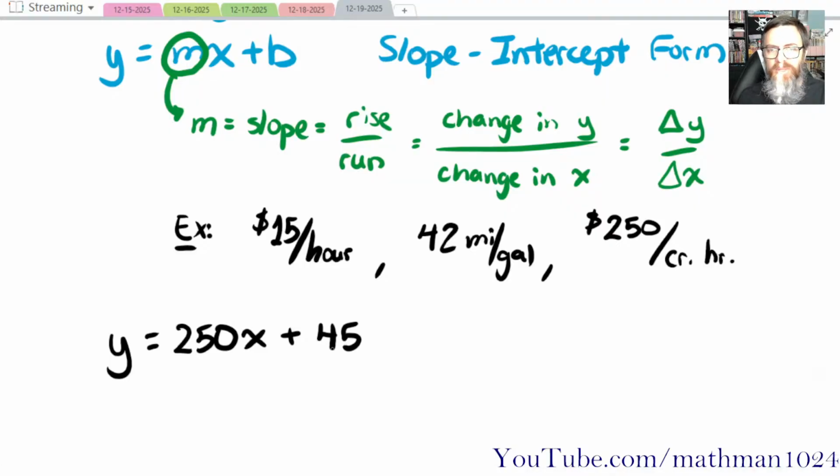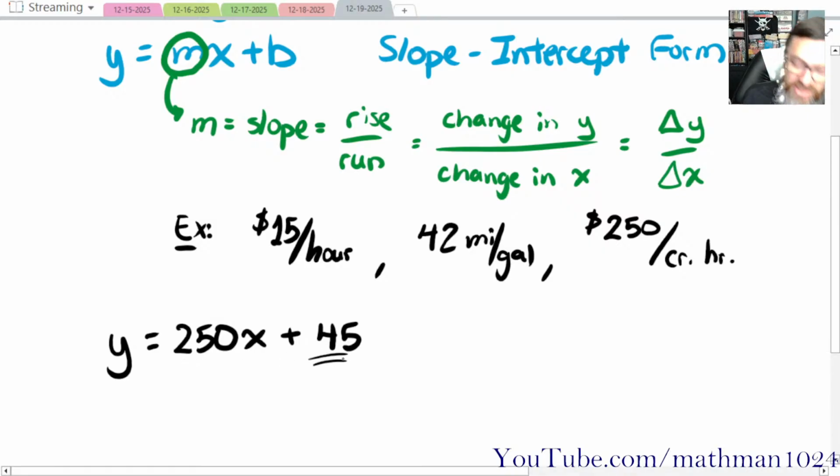X is going to represent the number of credit hours that you're taking. So each additional credit hour is going to be another $250. Now that plus 45, though, is something that's not being affected by the slope. It's just always plus 45. No matter how many credit hours you take, it's always going to be plus 45. And connecting to what I mentioned earlier about business calculus, we could see this as being a fixed expense or fixed cost versus a variable expense, so one that changes based on how many items you're working with.